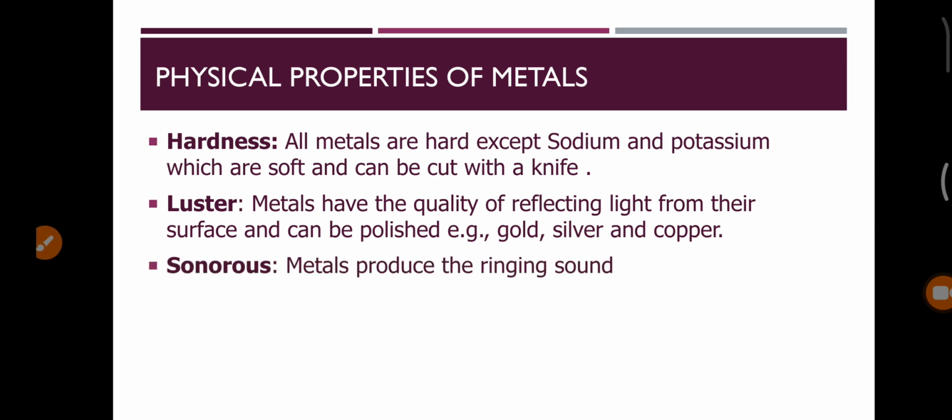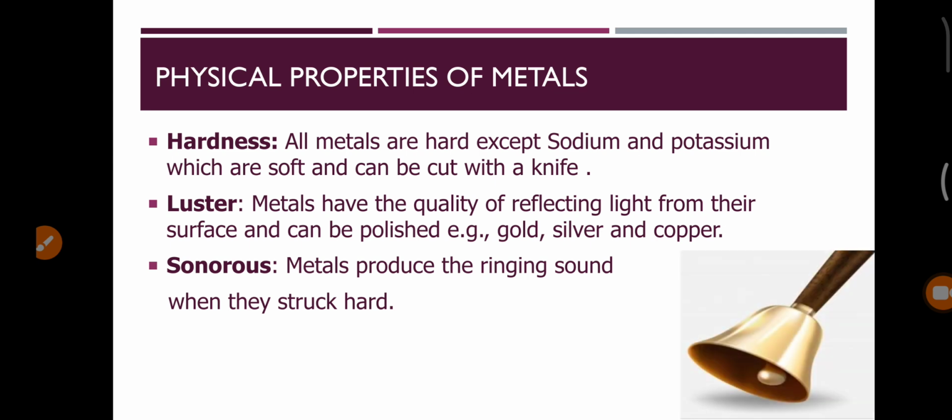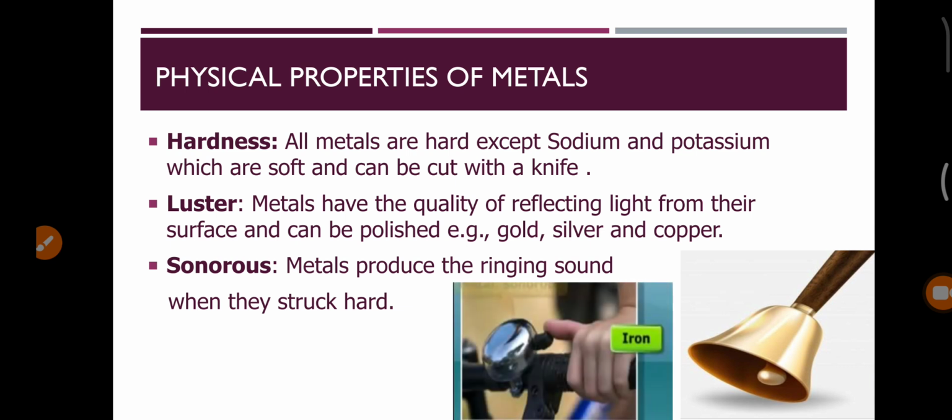Now, the last property is sonorousness, that metals produce a ringing sound when they are struck harder. For example, the temple bell is made up of metal. The bell used in a bicycle is also made up of metal, or the bell which is used in this school is also made up of metal. This is because metals are sonorous and they produce sound when they are beaten.